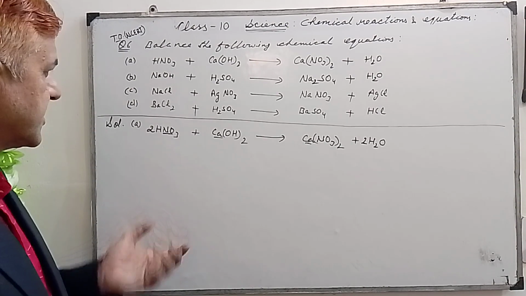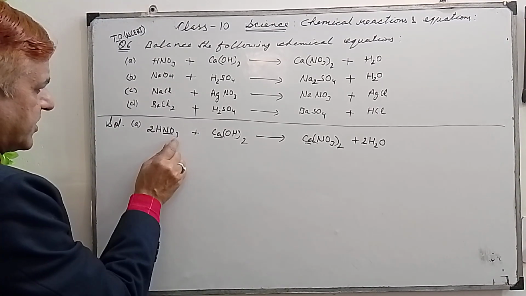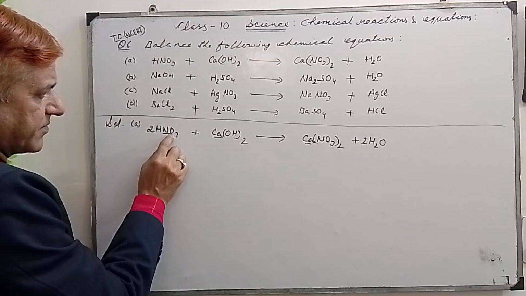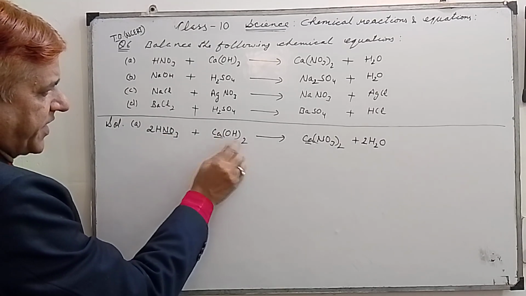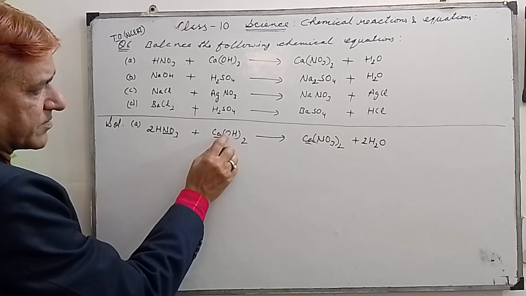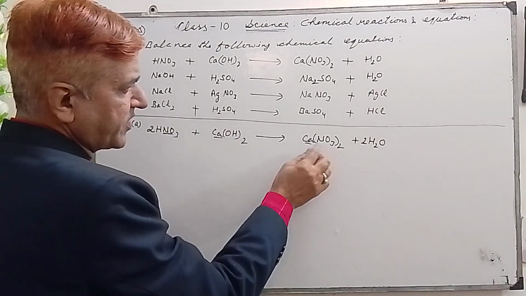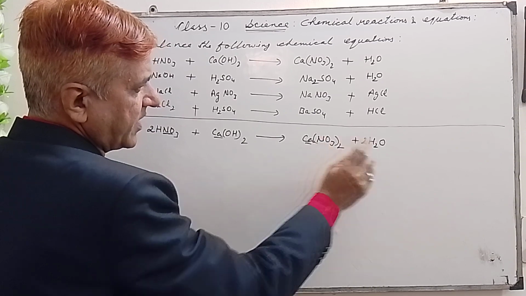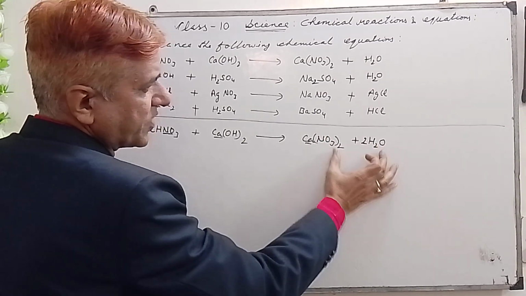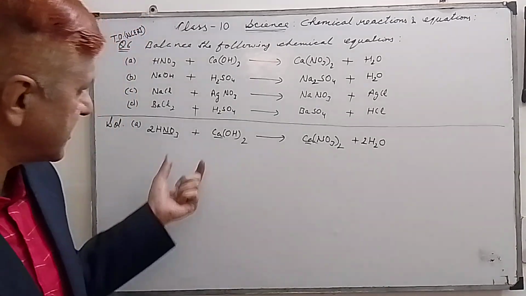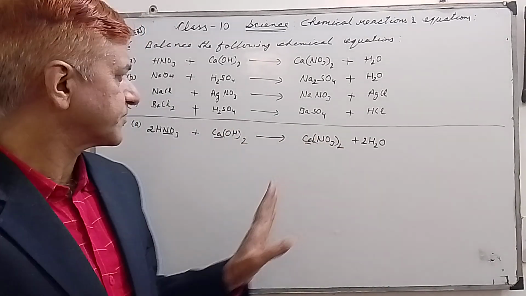Then we have finally oxygen. 3 times 2, 6 oxygen atoms here, and 2 oxygen here. So 6 plus 2, 8. And here how many oxygen do we have? 3 times 2, 6, and 2. So 6 plus 2, 8. So oxygen is also balanced. So now, my dear students, this is the balanced chemical equation.